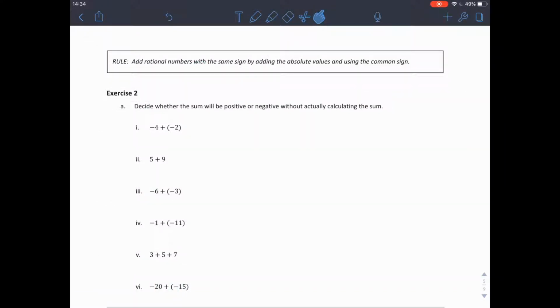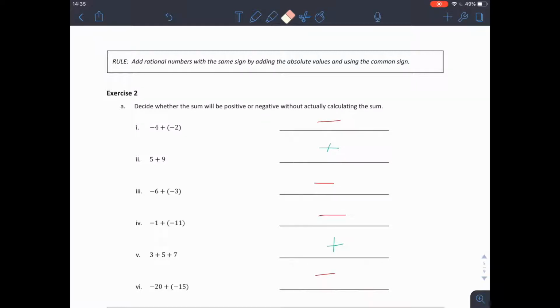Now that we have our rule, I want you to look at these problems and pause the video. While it is paused, see if you can figure out whether the answer will be positive or negative without finding the answer. How did it go? If you just used our rule to look at the types of numbers you were adding that all have the same sign, you should be able to tell if the answer is positive or negative. All of our problems that had only negative addends would have negative answers.